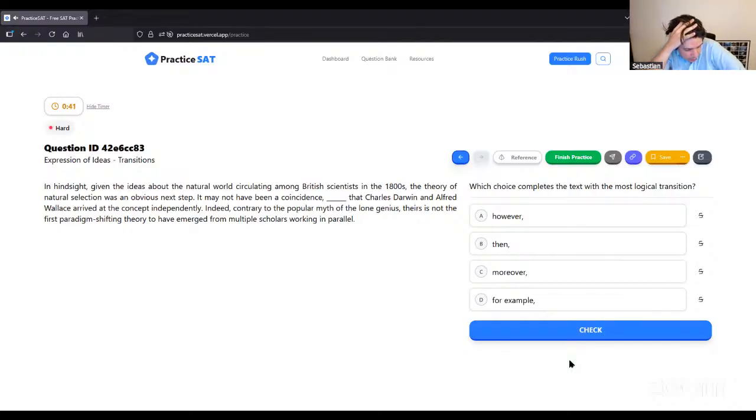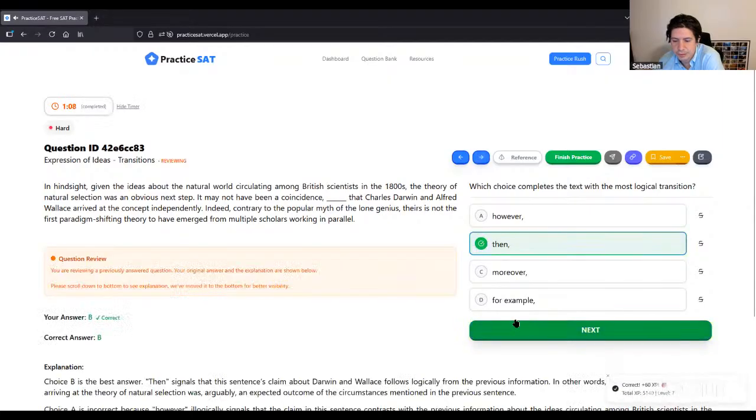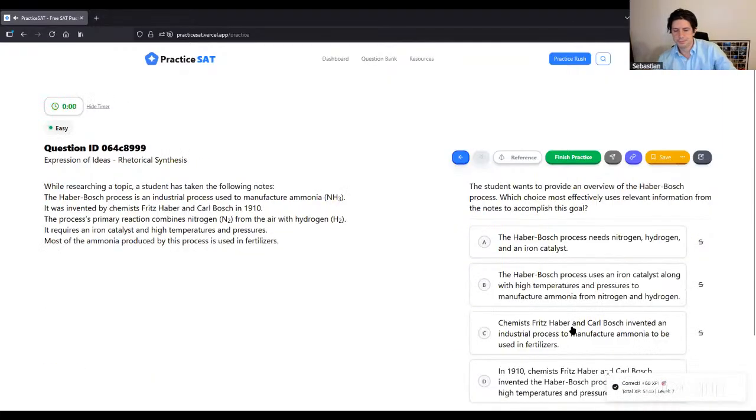It really is an English sign up. I agree. All right. Given the ideas about the natural world circulating among British scientists in the 1800s, the theory of natural selection was an obvious next step. It may not have been a coincidence. So they're saying this was a natural next step, so it's not a coincidence then that Charles Darwin, because this is leading from the first part, so it should be B. Okay, great. Let's see the next one here.